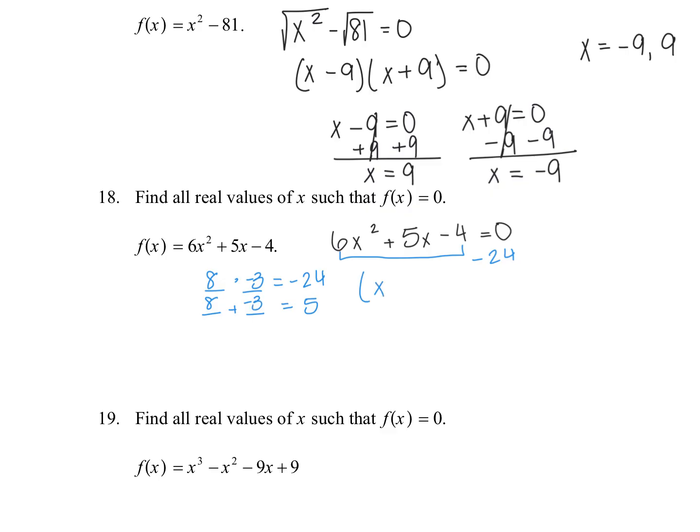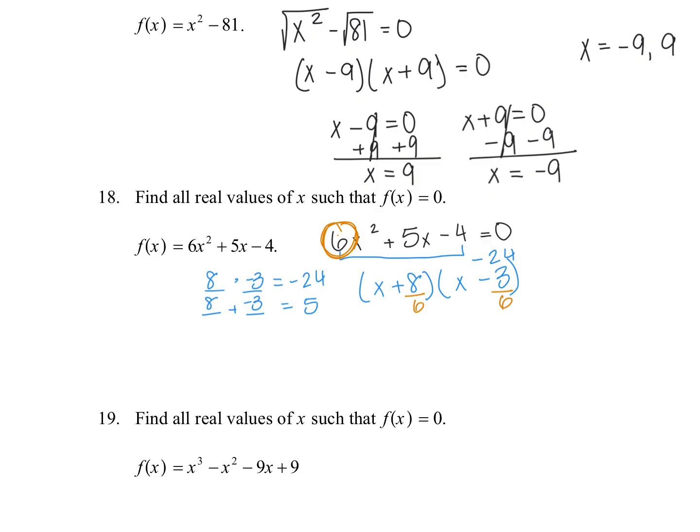So writing out, I'm going to have x plus 8, x minus 3. But don't forget with this one, you have that 6 in front. So you're going to put everything over 6.